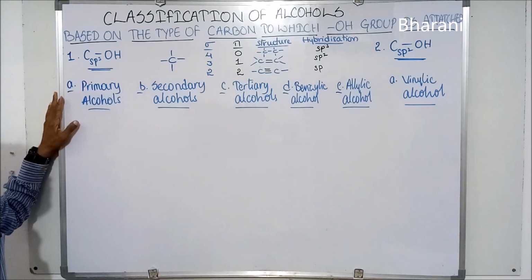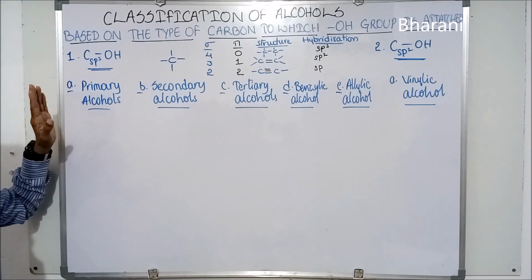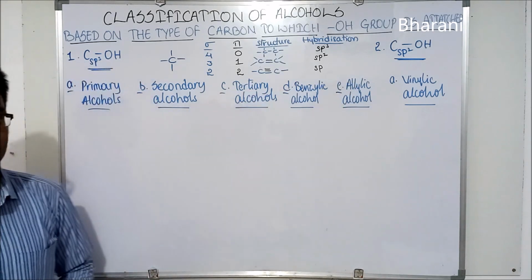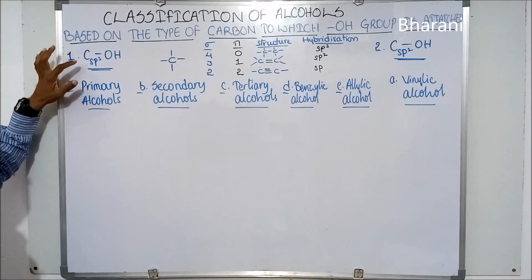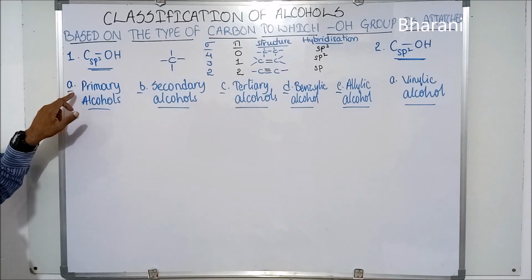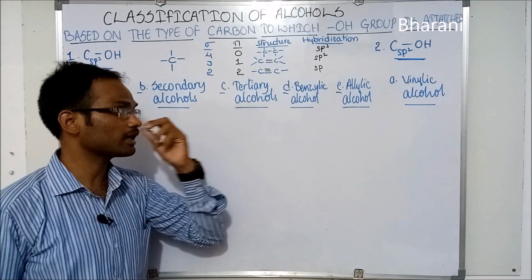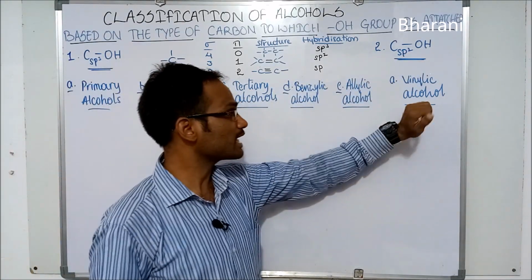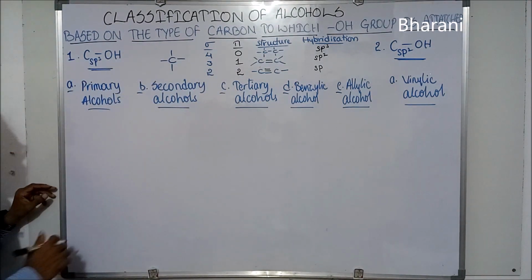Now, based on the type of carbon atom to which the hydroxyl group is attached, alcohols are classified into primary, secondary, tertiary, benzylic and allylic alcohols, and vinylic alcohols. If the hydroxyl group is attached to an sp3 carbon atom, they are classified as primary alcohols, secondary alcohols, tertiary alcohols, benzylic alcohols and allylic alcohols. If the hydroxyl group is attached to an sp2 carbon atom, they are said to be vinylic alcohols. Now let me explain these alcohols.